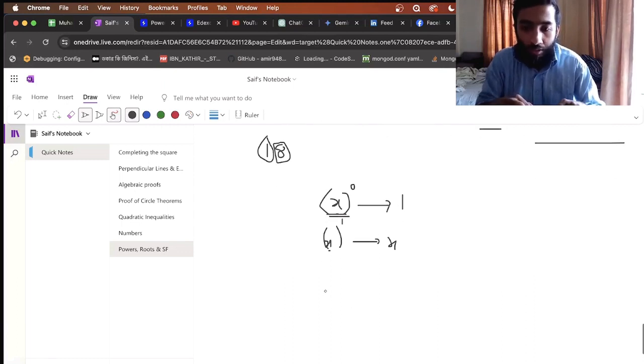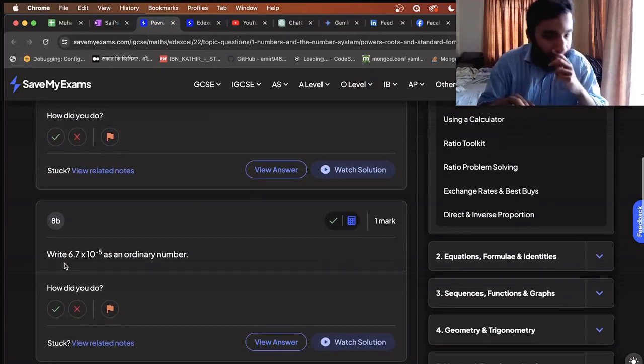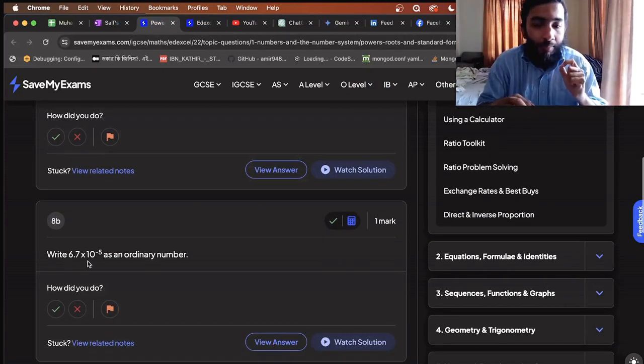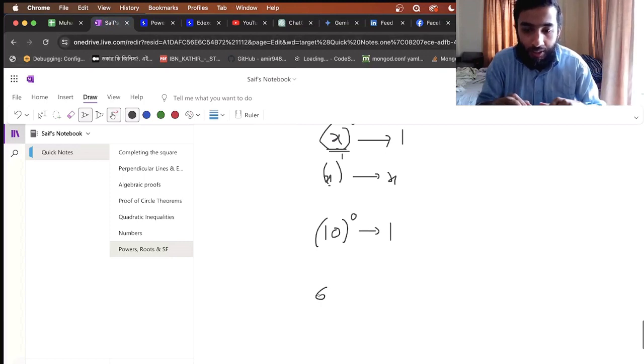So if any number to the power 0 is 1, then the number 10 to the power 0 would yield the result 1. If I focus on problem 8b, it says you have to write 6.7 multiplied by 10 to the power minus 5 as an ordinary number. So 6.7 multiplied by 10 to the power minus 5.